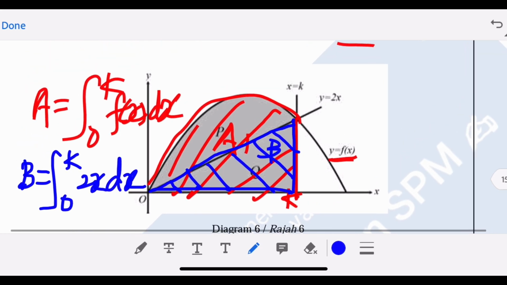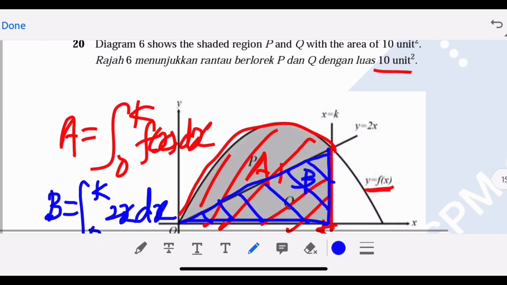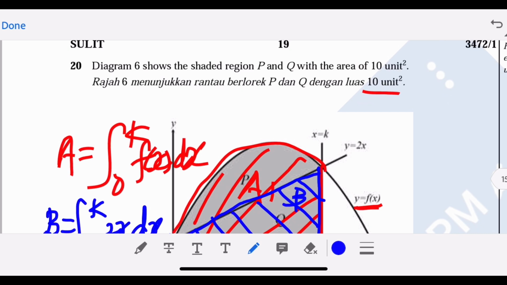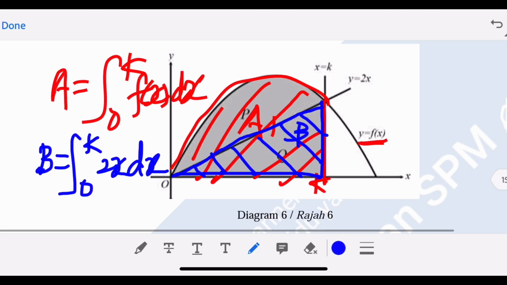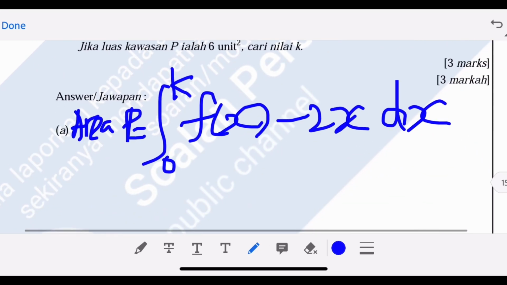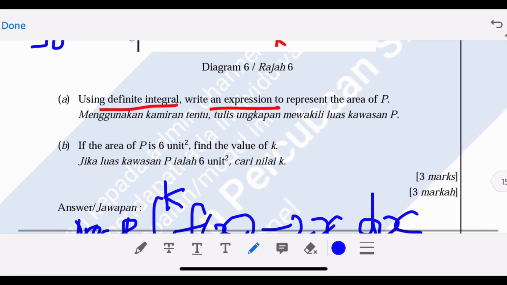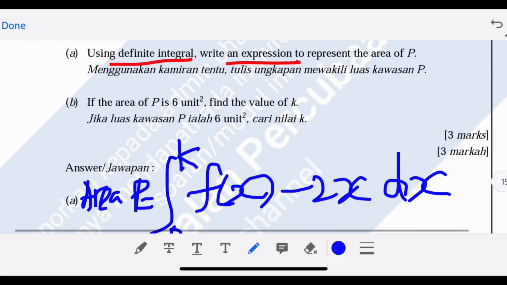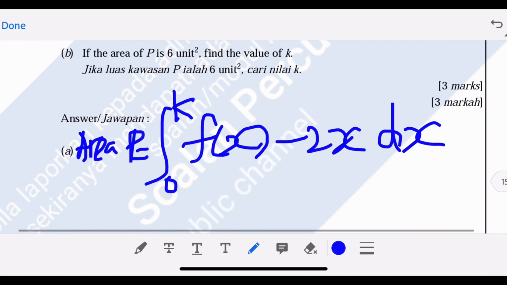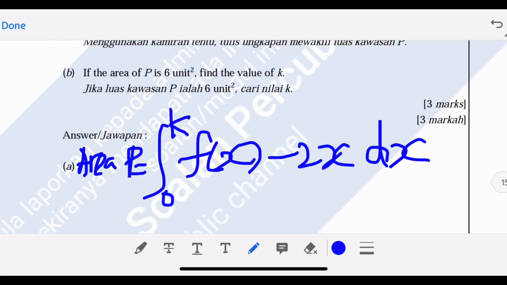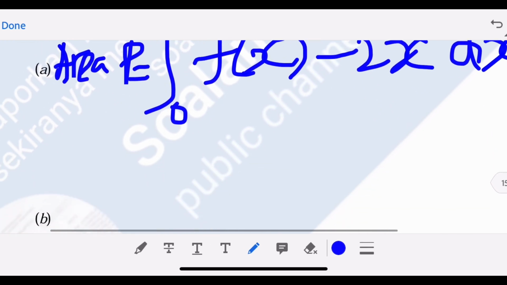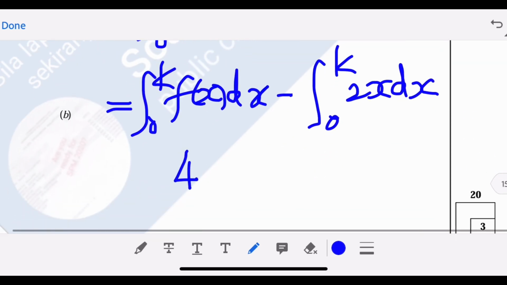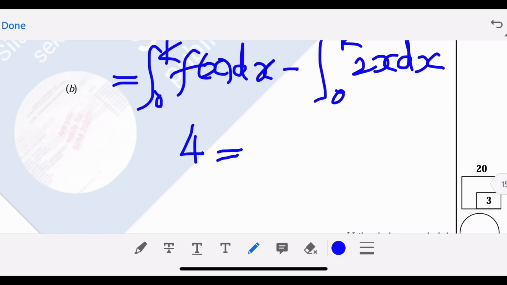Okay, for this one is integration, but it's application to the area. So now let's have a look at this question. Now we are having two types, one is a curve, one is a straight line. So area under the curve and area under the straight line. So we have two areas, and the areas for the two shaded regions P and Q are given as 10 units squared. So we will find the area of P. We will take area for the curve minus area for the straight line for the same limit from 0 to k.